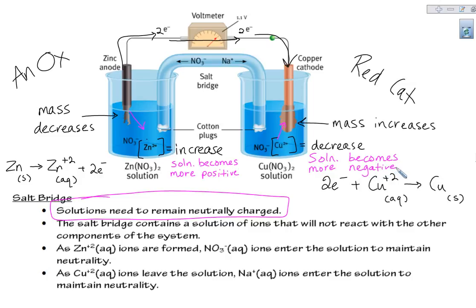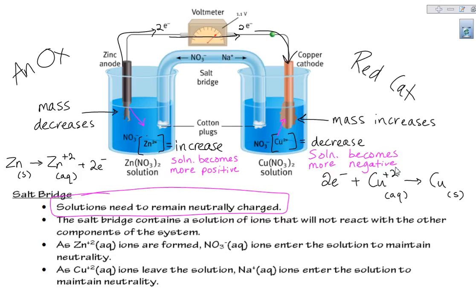Because again, there would have been 2 moles of nitrate per every 1 mole of copper. I'm losing copper ions, so I'm left with a bunch of nitrate. The solution is going to become overall negatively charged. I don't want that. I want the solutions to remain neutral. That's the purpose of a salt bridge. So I'm going to use like a piece of dialysis tubing. Or here it could be some kind of a tube that has these cotton plugs, or some kind of porous membrane where particles can move through the membrane.